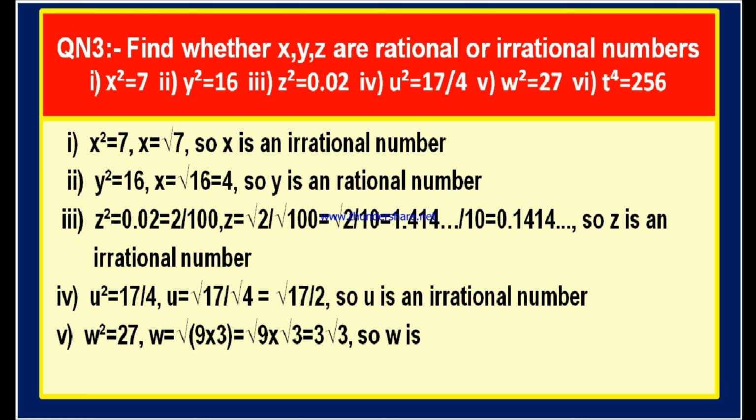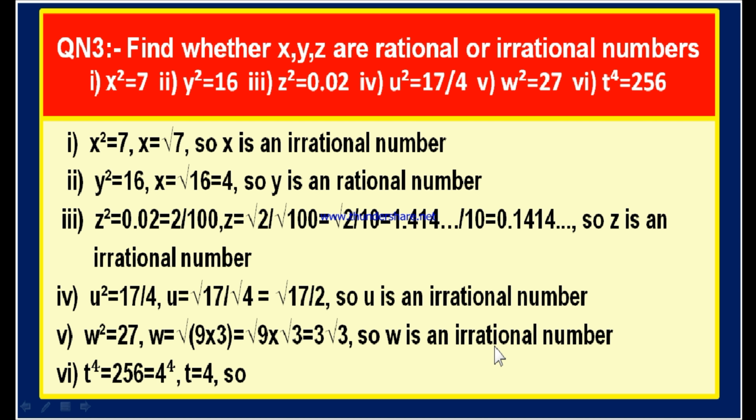Now fifth bit, w square is equal to 27. Then w is equal to square root 27. Straight away you can write that root 27 is an irrational number because 27 is not a perfect square. Otherwise, you can resolve 27 into factors as 27 is equal to 9 into 3. That is root 9 into root 3. What is square root 9? Square root 9 is 3, so 3 into root 3. Therefore, if w square is 27, then w is equal to root 27, which is equal to 3 root 3. Again, it is an irrational number.